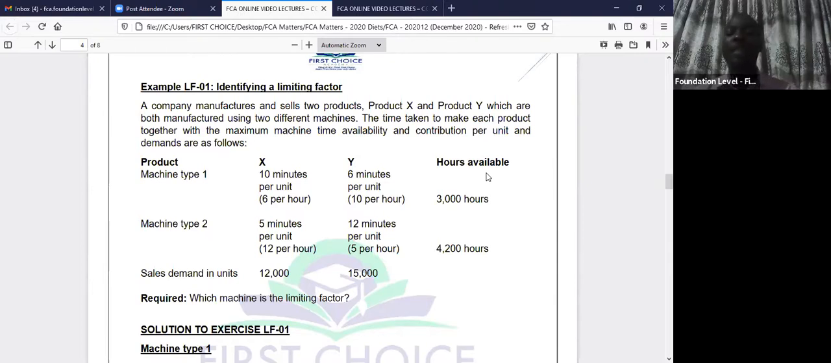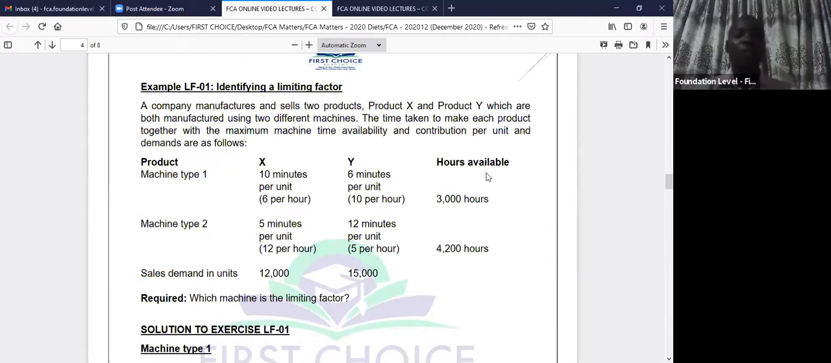Looking at the same type of analysis, machine type 2, the X will still pass through machine type 2 for 5 minutes for 1 unit. Or it's as good as saying in 1 hour, 12 units of product X would have been passed in 1 hour. Now in product Y, in machine 2, product Y, 1 unit will spend 12 minutes in the machine. That means in 1 hour, 5 units of product Y will have to pass through the machine. Available hours, 4,002.